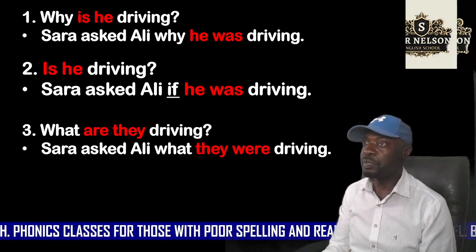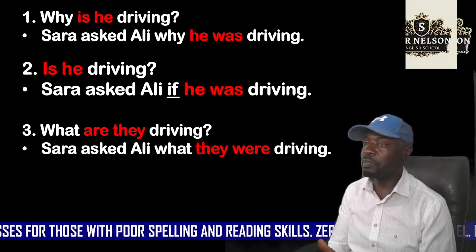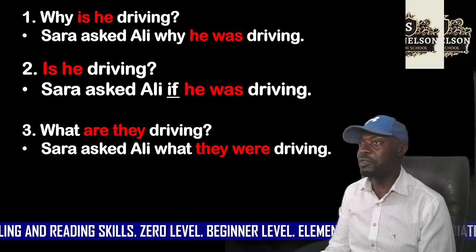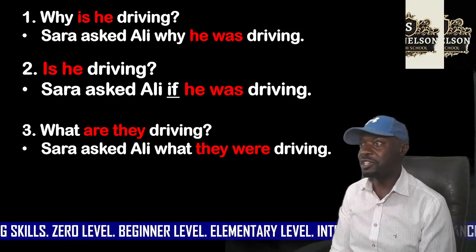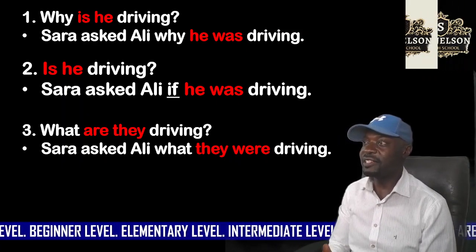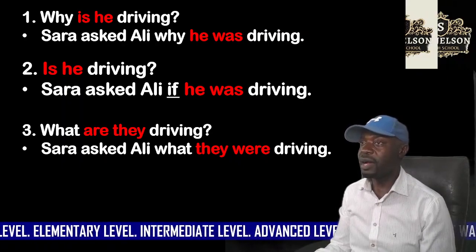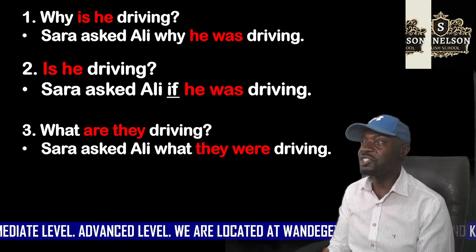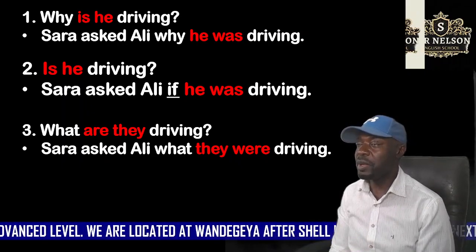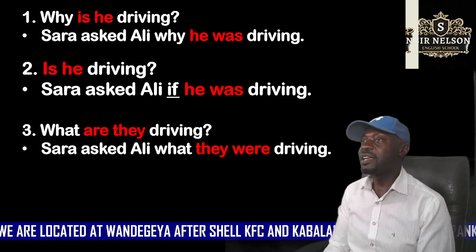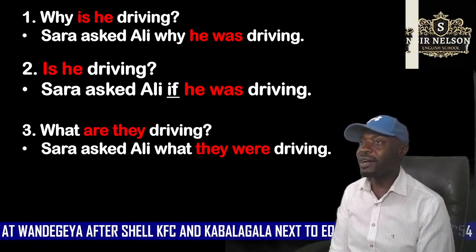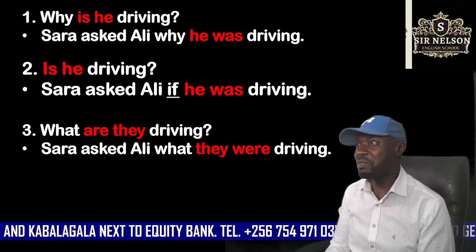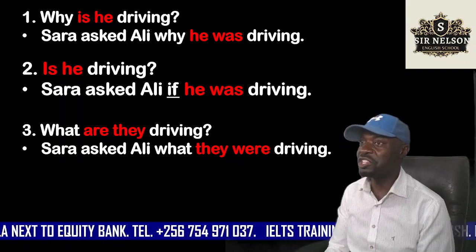Remember, in direct speech, the helping verb comes before the subject. In indirect speech, the helping verb comes after the subject. The subject is he. Is he? He was. Remember, the present changes to the past. This is why is changing to was. Always remember, in direct speech, the helping verb comes before the subject. In indirect speech, the helping verb comes after the subject and you change it to the past.